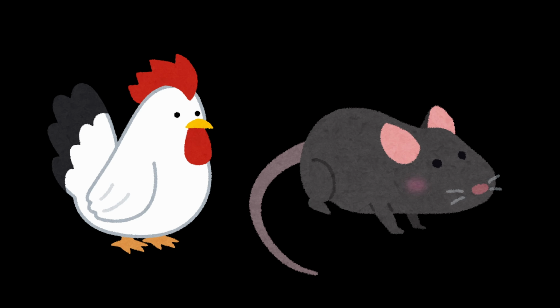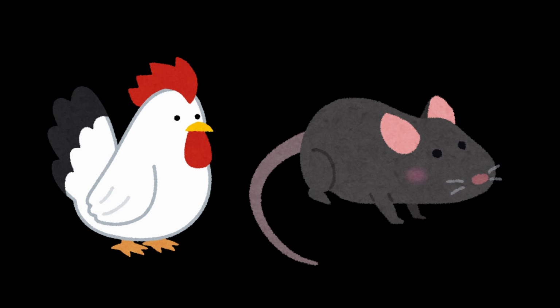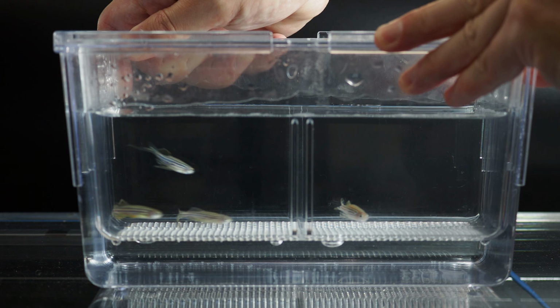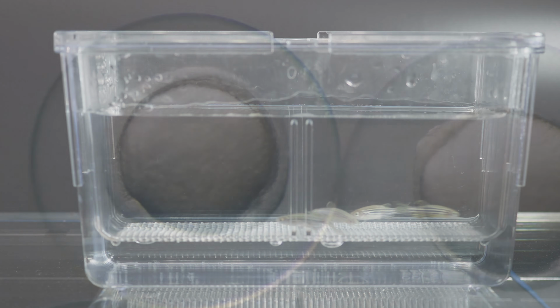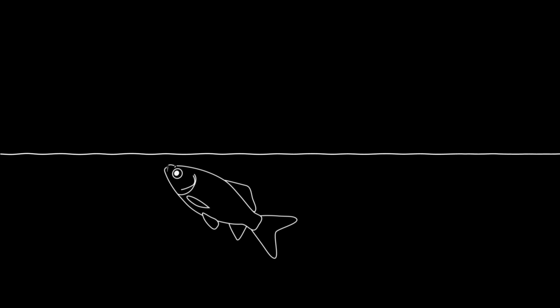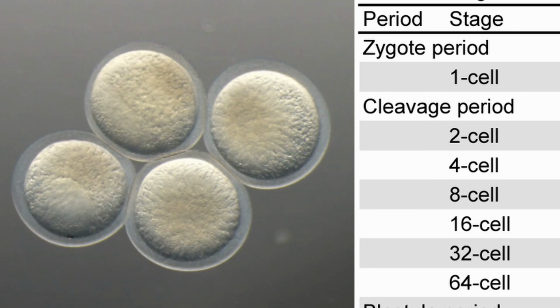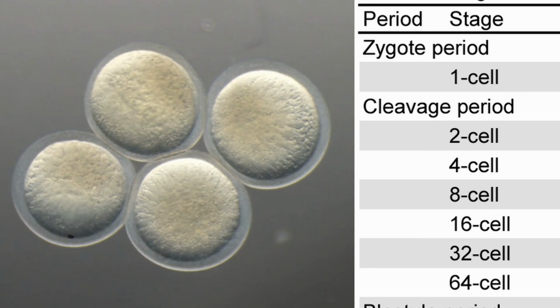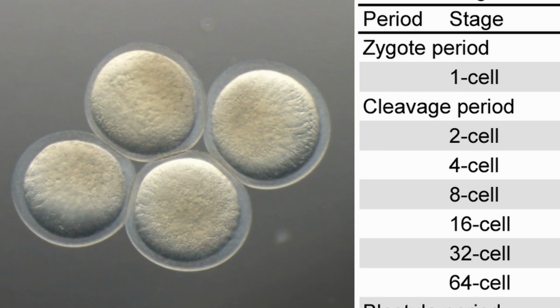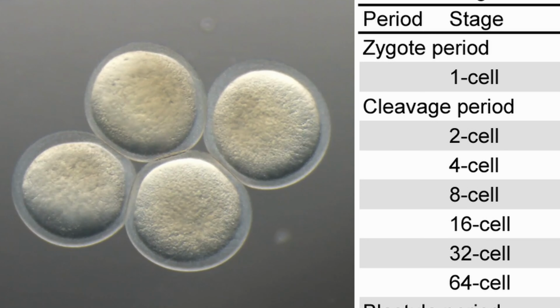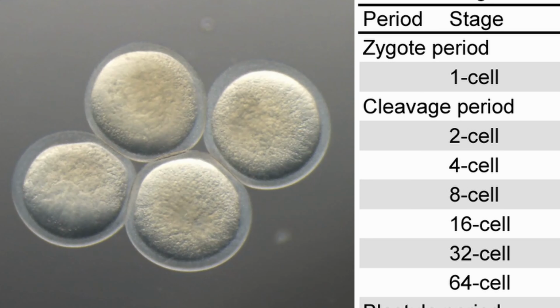For example, chickens and mice have numbered stages. On the other hand, the goldfish stages are named according to their characteristics following the zebrafish developmental staging table. This is a fertilized egg that has just been fertilized. At this stage, before cleavage begins, it is simply called a fertilized egg, or zygote. It can also be called a one-cell embryo.